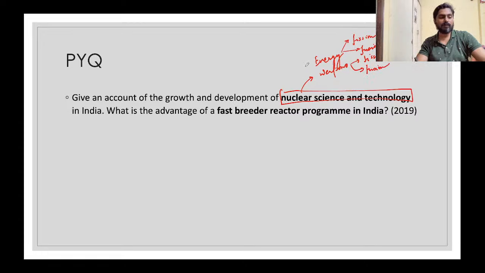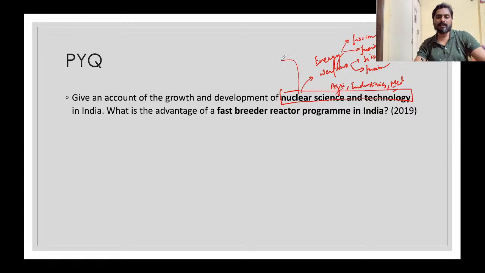But you should not restrict yourself here only. You have to cover where nuclear science and technology are used in other sectors: are we using it in agriculture, in industries, in medical sciences? When you are doing X-rays or your CT scan, are you not using nuclear science only? You are using nuclear science only. So in the medical field, you have to mention these things also.